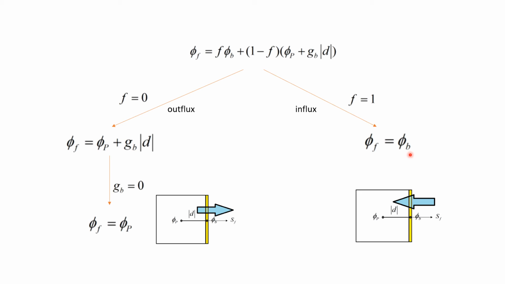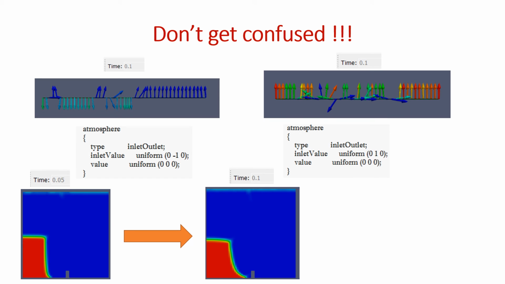So see how this inlet outlet boundary condition works. For reverse flow, the user is specifying the value, but for outflux, when the flow is moving normally outside the domain, we are directly taking the zero gradient boundary condition. This is the definition of the inlet outlet boundary condition. But while using it, you might get confused. So don't get confused. Let's take an example.